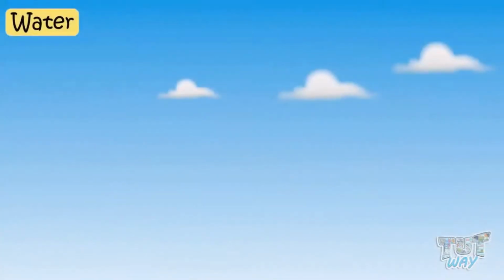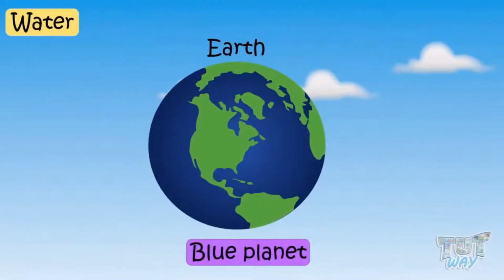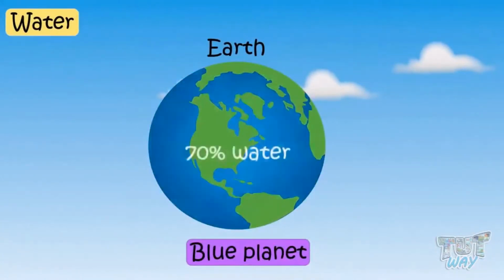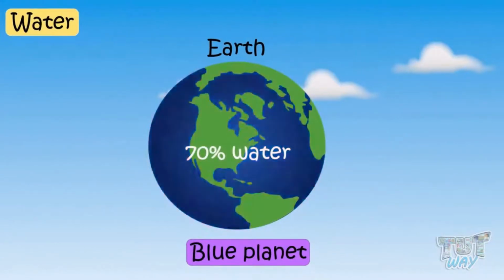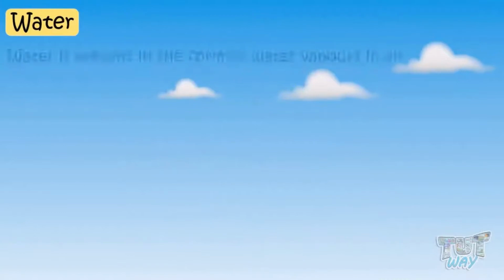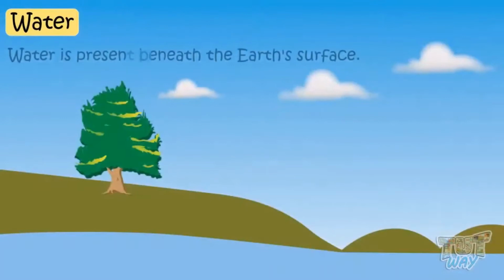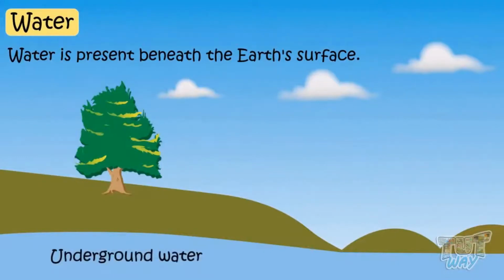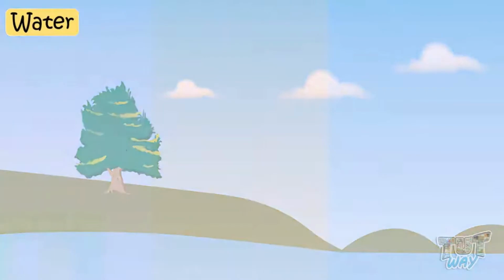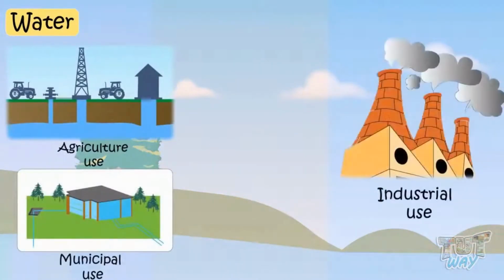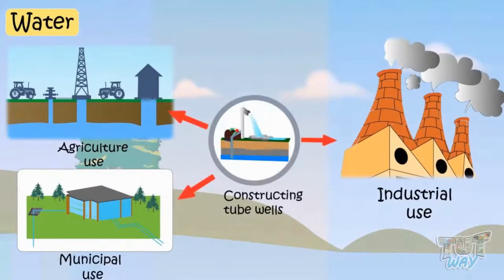Our planet, the Earth, is called the Blue Planet because 70% of the Earth's surface is covered with water. So a big part of the environment is water. Even in the air, water is present in the form of water vapors. And water is present beneath the Earth's surface too. That water is called underground water. Underground water is often used for agricultural, municipal, and industrial use by constructing tube wells.